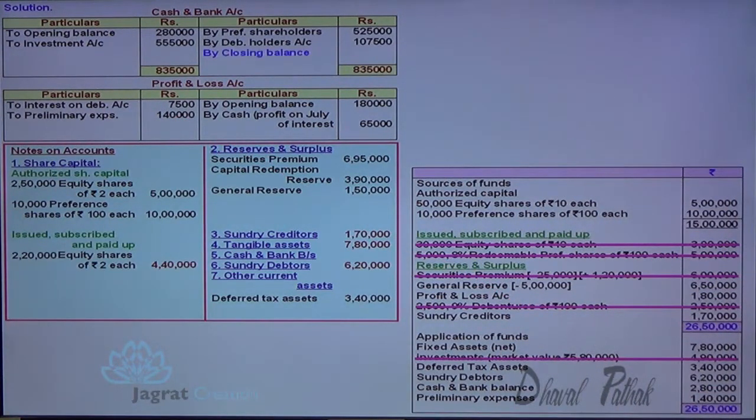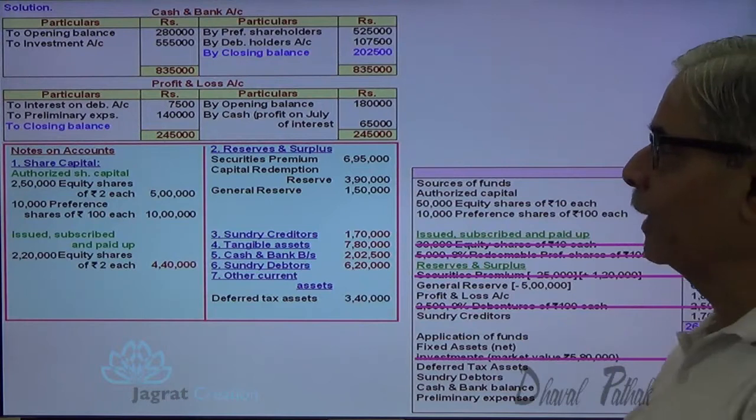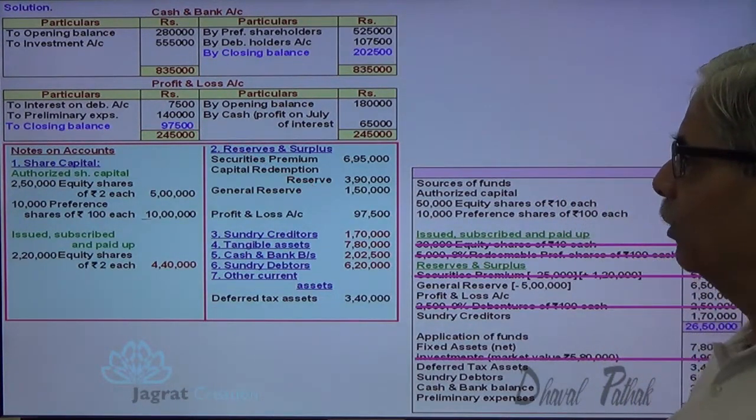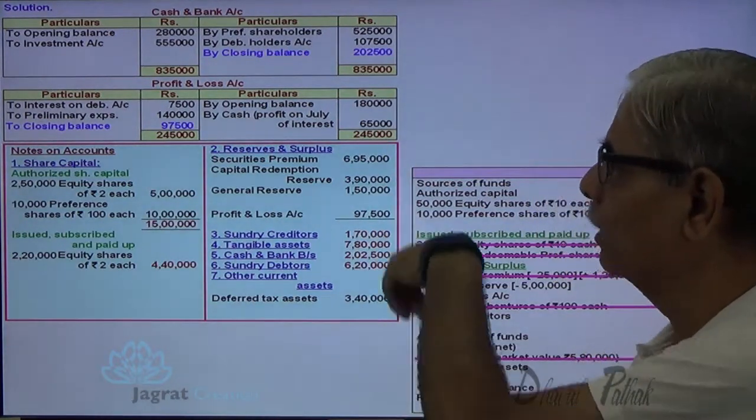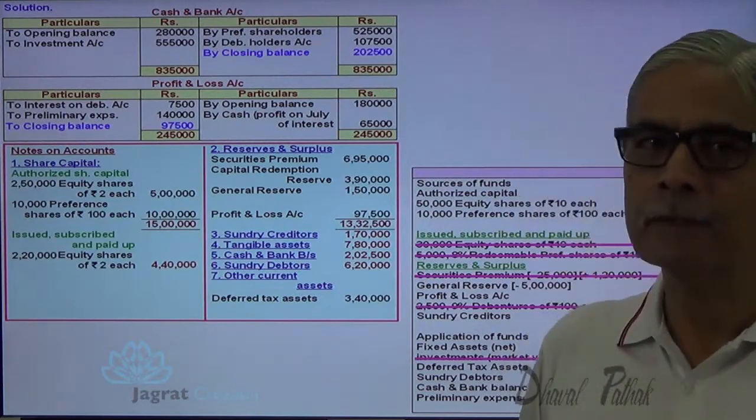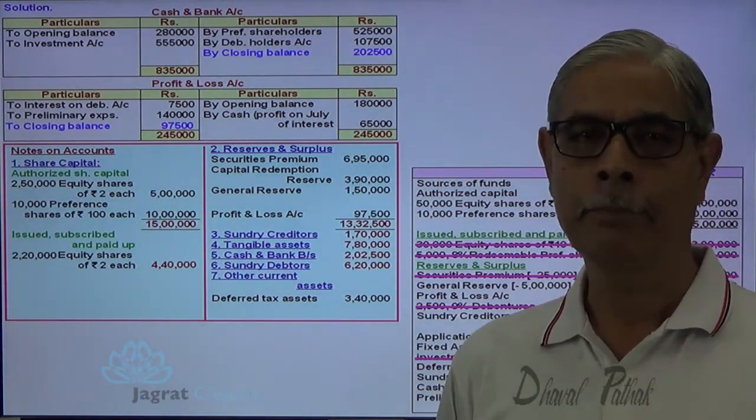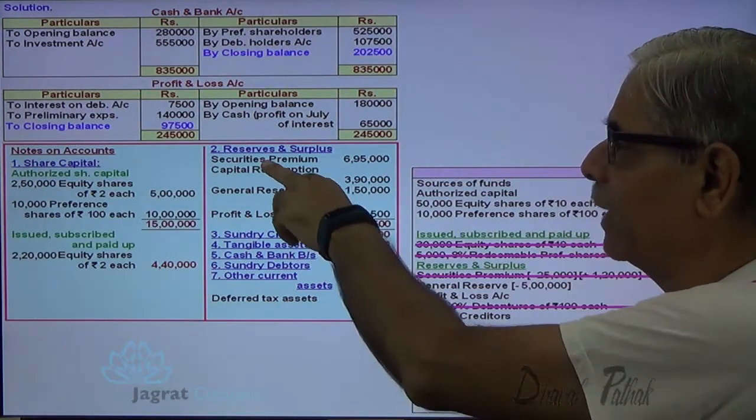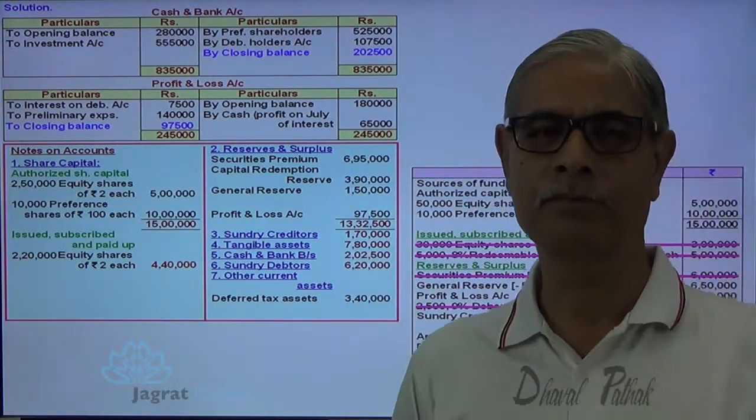Now, this is the balance, cash and bank balance. Profit and loss account closing balance that I will write here. Now if I make totals, authorized share capital, this is the total of reserves and surplus. Now I want to prepare the balance sheet. Remember one thing, under reserves and surplus I have recorded security premium, capital redemption reserve, general reserve, profit and loss account.